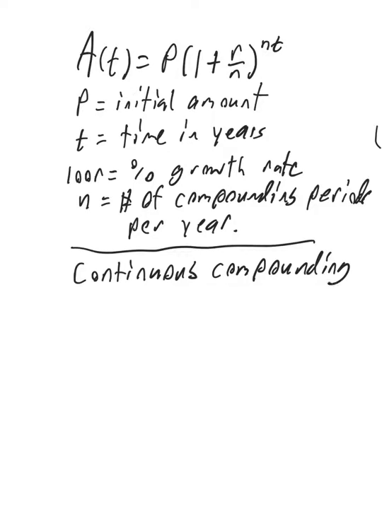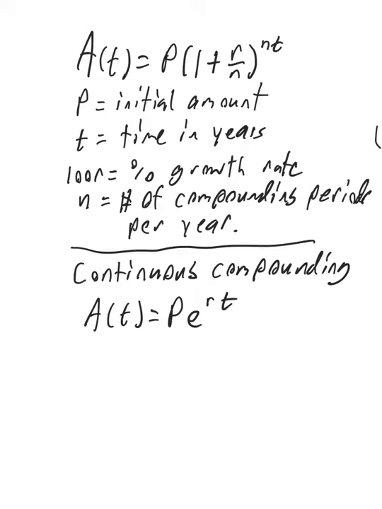There's also what we call continuous compounding, and this gives us a slightly different type of equation. Here, A of t will be P e to the RT. The P and the T mean the same thing as before. P is your initial amount, how much you are investing, and T is the time in years. The R will also be the same. It's telling you what the interest rate is.